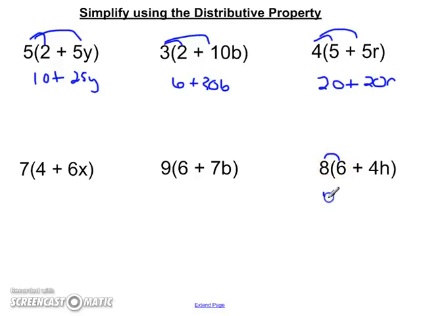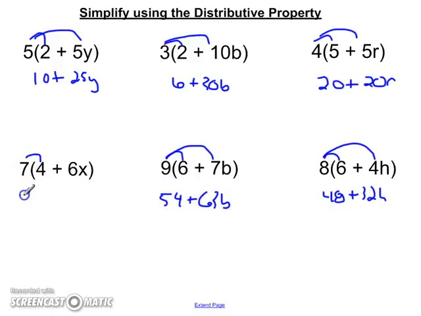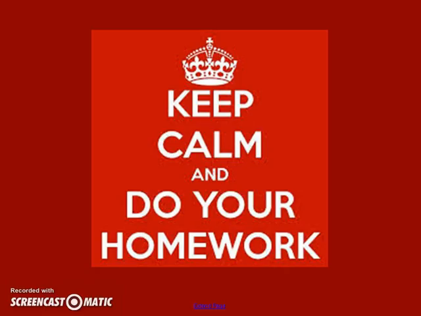6 times 8 is 48. Plus 8 times 4 is 32h. 9 times 6 is 54. 9 times 7 is 63b. 4 times 7 is 28. 7 times 6x is 42x. And yeah, this is a preliminary step to things that we're going to do further down the road when we're simplifying expressions and so on.